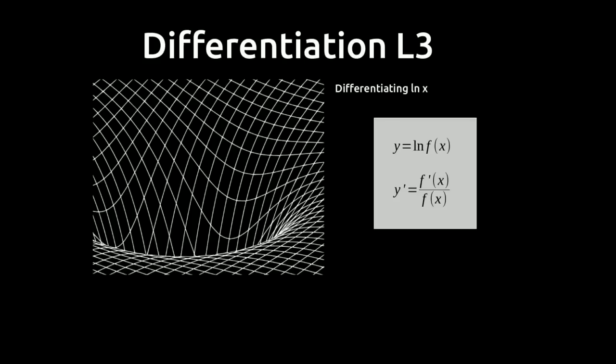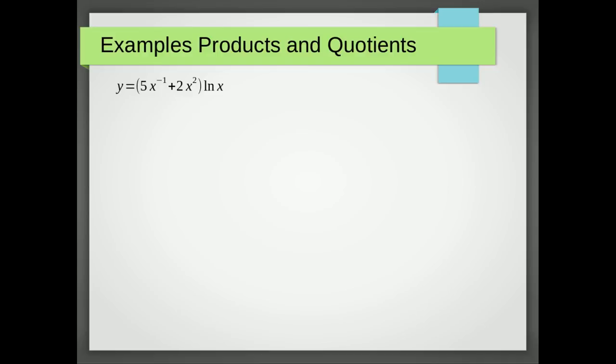So in this video we're going to look at what happens when we differentiate functions with the natural log of x, and you'll remember from the proof video that if we differentiate log of x we get 1 over x, and if we differentiate the natural log of f of x we get f dash of x over f of x. So let's look at some examples of differentiating functions with a natural log of x where we've got a product and a quotient. So in our first example here we're going to look at a product.